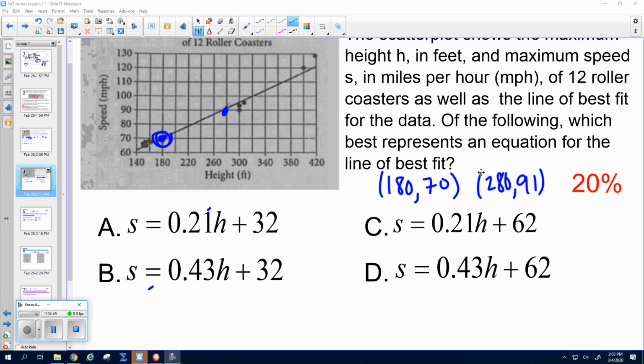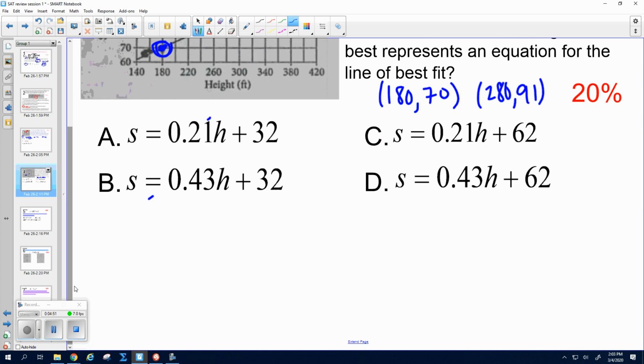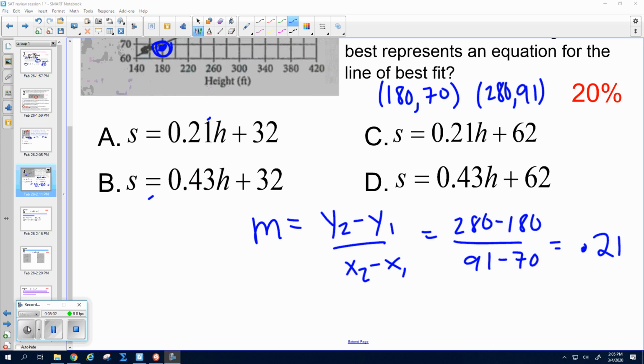Now you guys find the slope, and then plug in the slope and one of the points and find the y-intercept. Okay, so see if you can do it from there. Again, for the y-intercept, you cannot look at the graph. It is not 62. So after you get the 0.21, you do plus b, that's your slope.